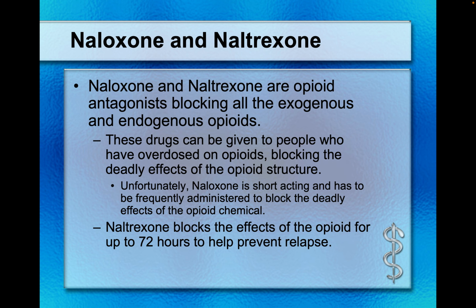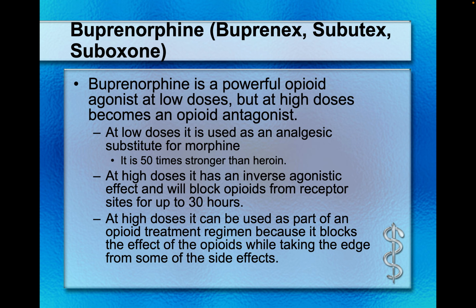Naloxone and naltrexone are opioid antagonists, blocking all the exogenous and endogenous opioids. These drugs can be given to people who have overdosed on opioids, blocking the deadly effects of the opioid structure. Unfortunately, naloxone is short-acting and has to be frequently administered to block the deadly effects of the opioid chemical. Naltrexone blocks the effects of the opioid up to 72 hours. I guess I have it backwards, didn't I? It's naloxone that is what's in Narcan.